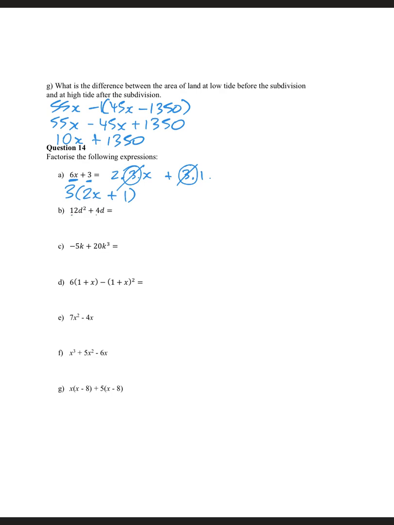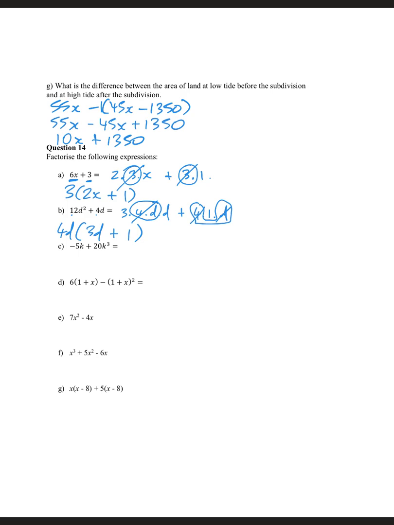12d, I see 12 and 4, so I'm going to write 12 in terms of 3 times by 4 times by d times by d. That's the things that you would times together to get 12d squared, plus 4 times by 1 times by d. What's the biggest thing that goes into all of these? 4 and d, that's the highest common factor, so it goes out the front. 4d, and what's left over? 3d, and you have plus 1 in the second section.